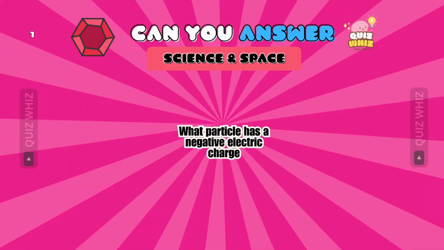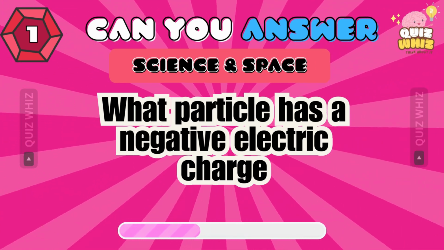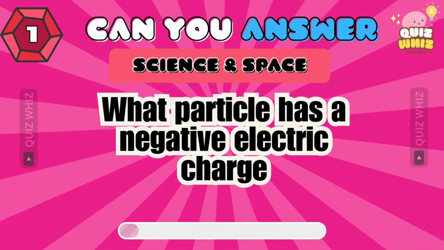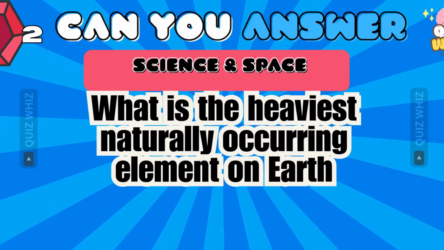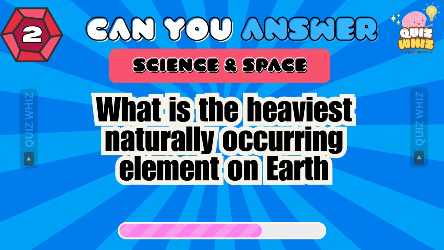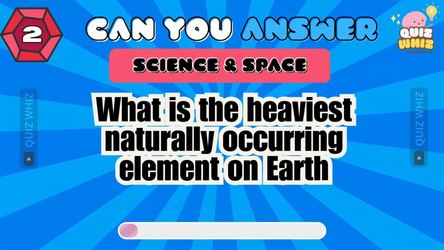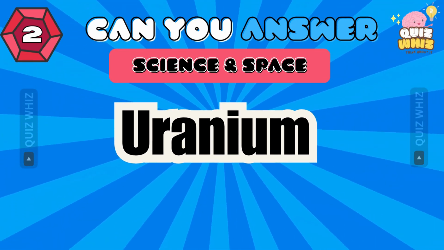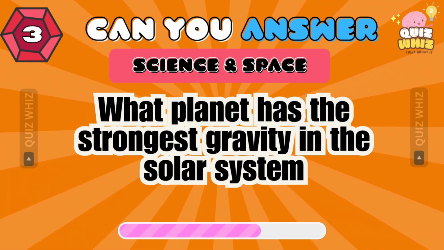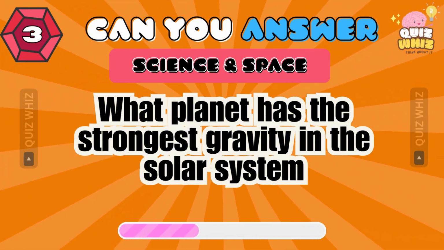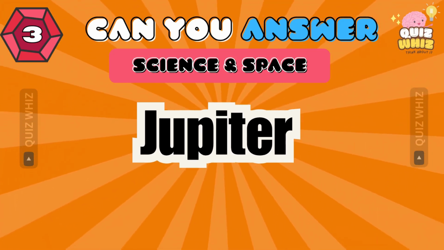Let's start. What particle has a negative electric charge? Electron. What is the heaviest naturally occurring element on Earth? Uranium. What planet has the strongest gravity in the solar system? Jupiter.